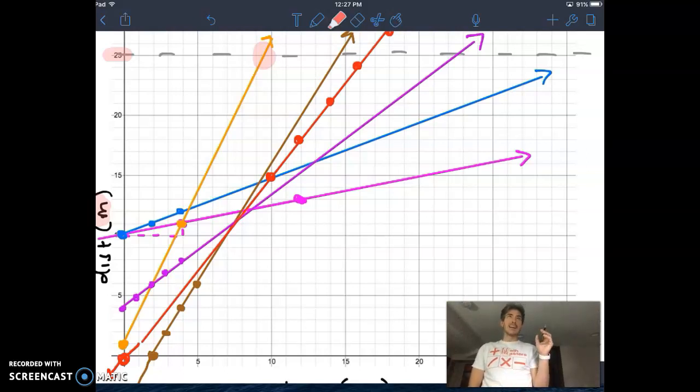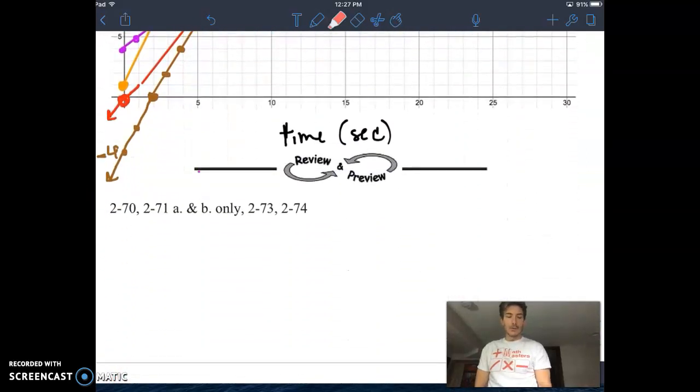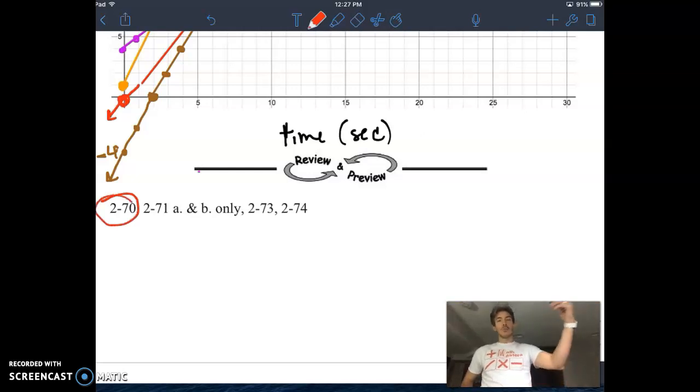Ladies and gentlemen, that is the entire 2.2.3 lesson. We do have a little review preview, and in this particular review preview problem, you are going to want to check out the math notes right above it. The math notes right above it are going to review an old skill. They're going to help you out with that. And then for 71, just tackle parts A and B only.